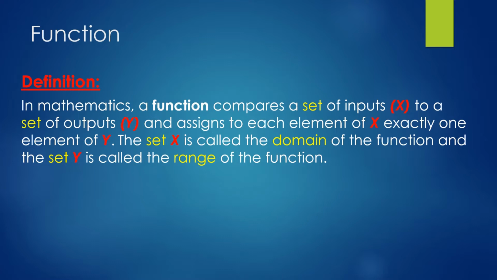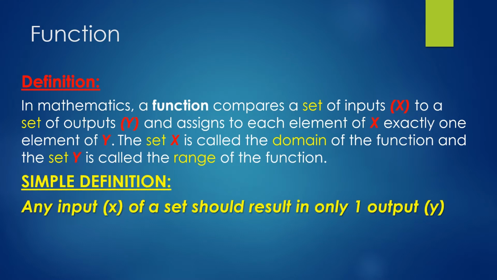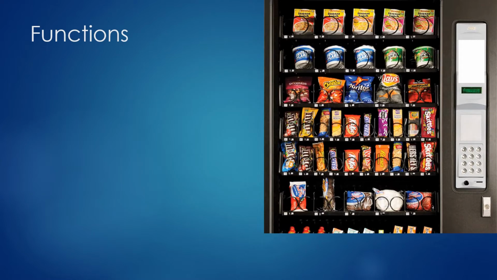Now, I know what you're saying. You're like, seriously? That's the definition? That's crazy. But I have a simple definition for you. Any input x of a set should result in only one output, or y. Much simpler, right? So let's look at an example with the vending machine.